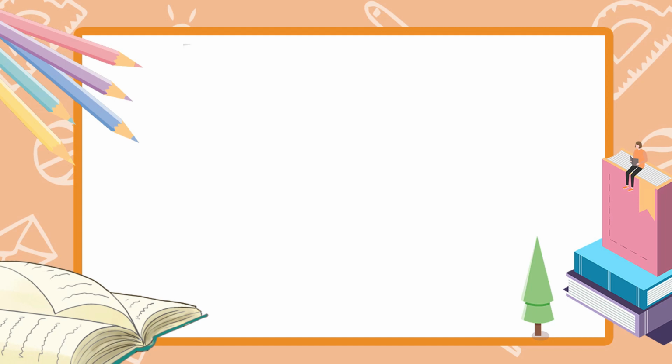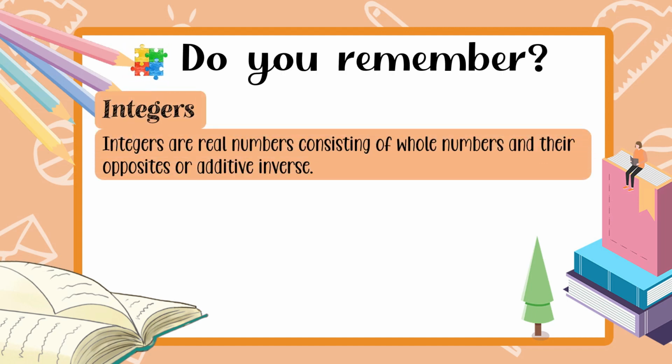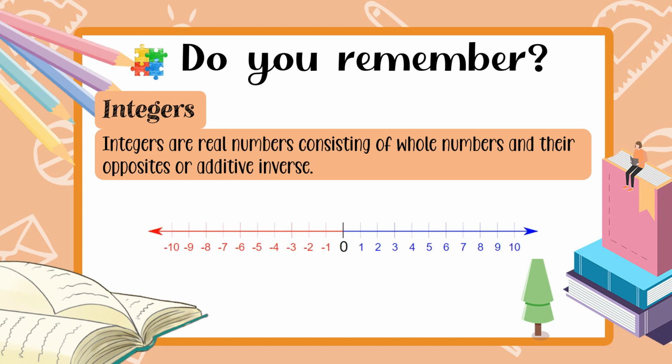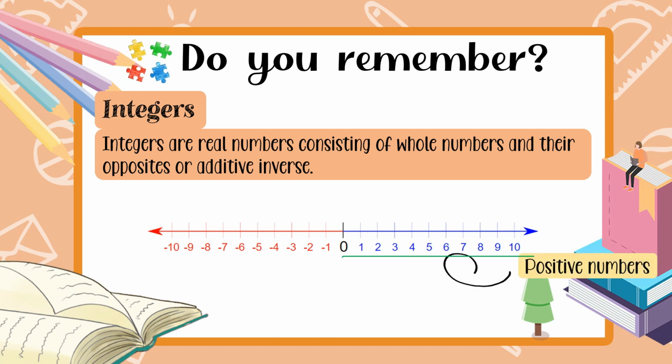Let us recall integers. Integers are real numbers consisting of whole numbers and their opposites or the additive inverse. So, we have here a number line, kasi 'di ba, ang real numbers, ito yung mga numbers na makikita natin sa number line. So, si integers ay combination ng whole numbers. So, these are the whole numbers. Ayan. And this part is also what we call the positive numbers.